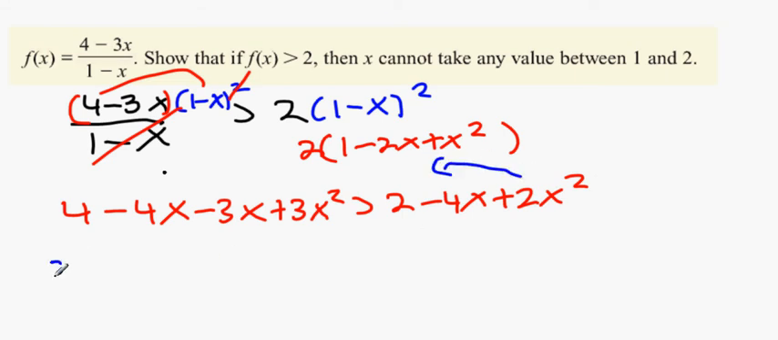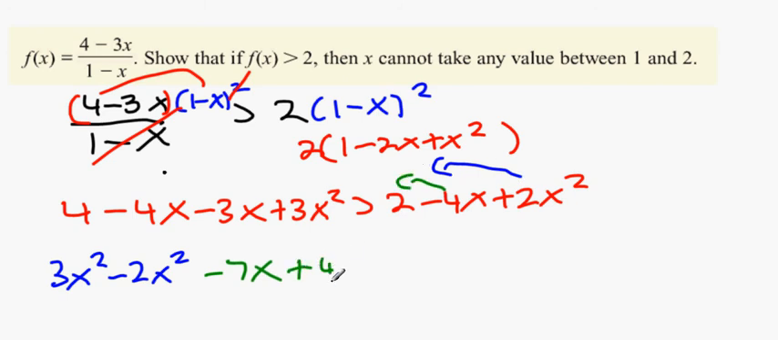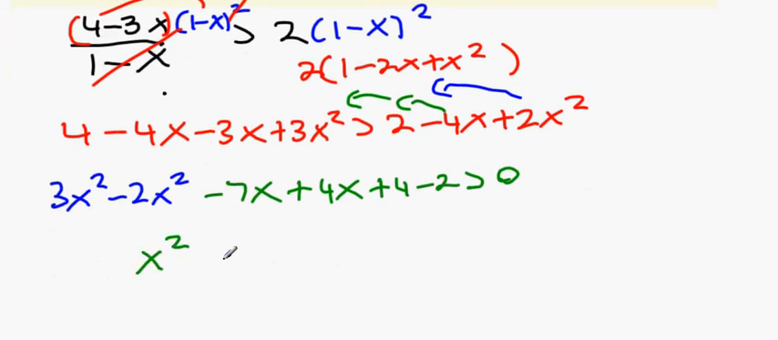So we're going to get 3x squared minus 2x squared. Then we have minus 4x minus 3x, which is minus 7x. Bring over the other minus 4x, which becomes plus 4x. And then bring over the 2, and it's going to be plus 4 minus 2 greater than 0. So we end up with x squared minus 3x plus 2 greater than or equal to 0, or greater than 0.